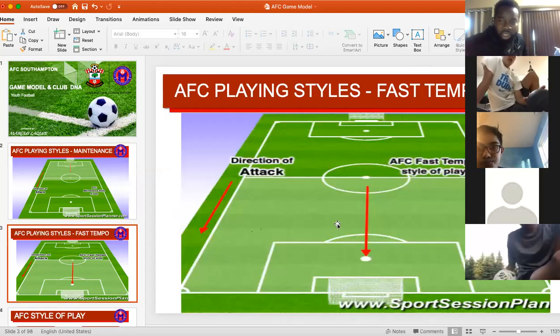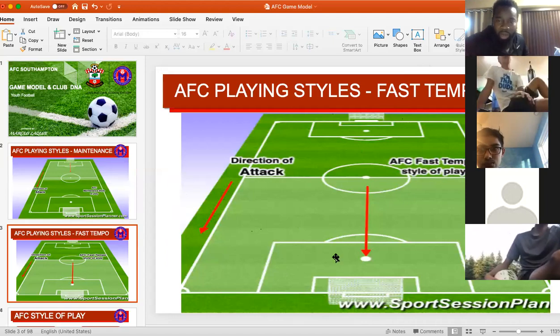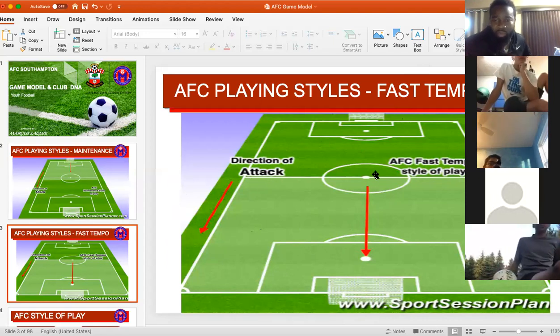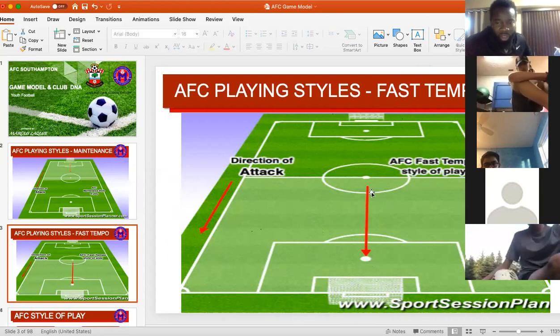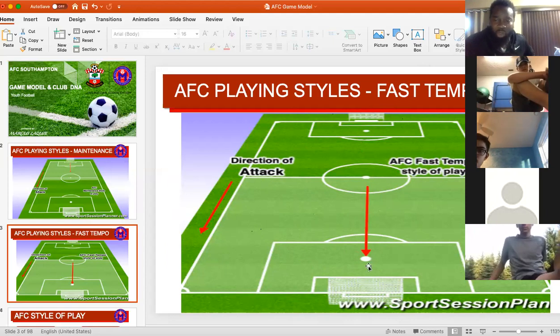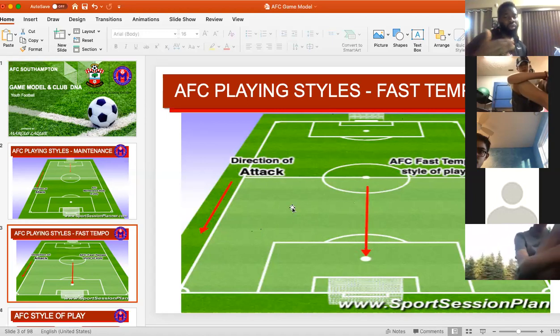The next one here is fast tempo. You see that shaded area. That's where you keep possession. The pitch is divided into 2 halves, your half and their half. You want to play up in their half. Not necessarily keeping possession here, but when you're passing, you should pass here with speed. When you're dribbling, you should dribble with speed. If you're running with the ball, you should run with speed. Anything you do in this area should be fast tempo, but you can't be doing fast tempo in your own half. You have to do it across the other pitch, right? So that's called fast tempo.